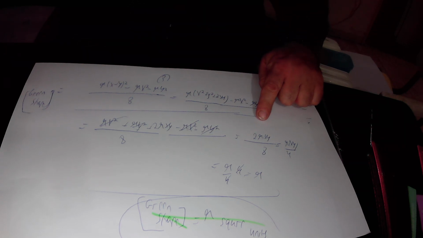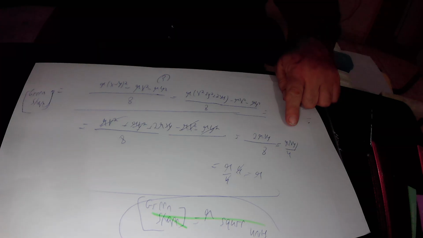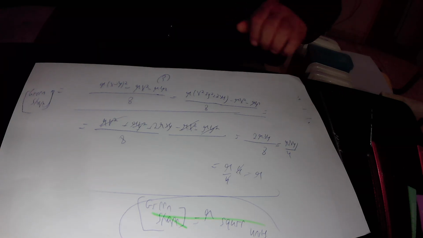We divided both the numerator and the denominator of this expression by 2. So here 2 will get cancelled, and we are left only with pi xy on the numerator, and on the denominator we have 8 over 2, which is 4. So in total the area of the green shape equals pi times xy over 4.